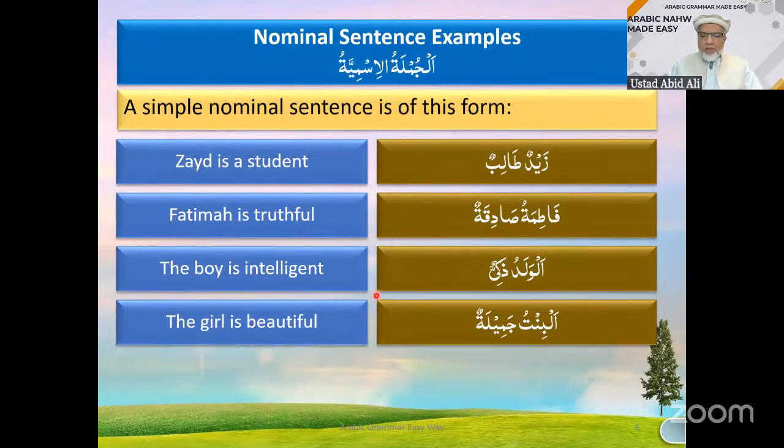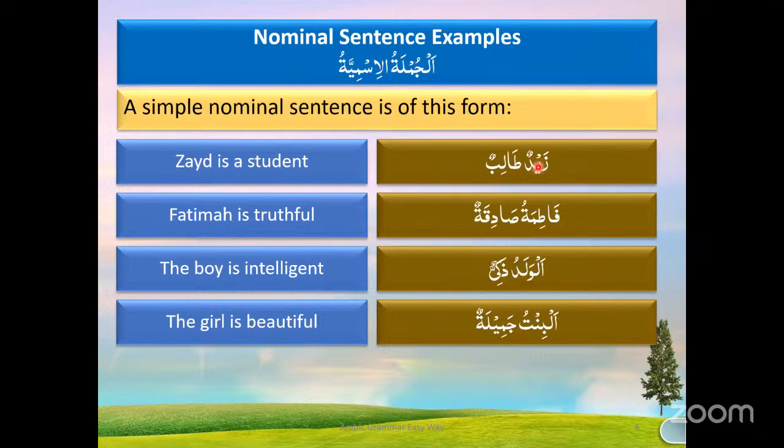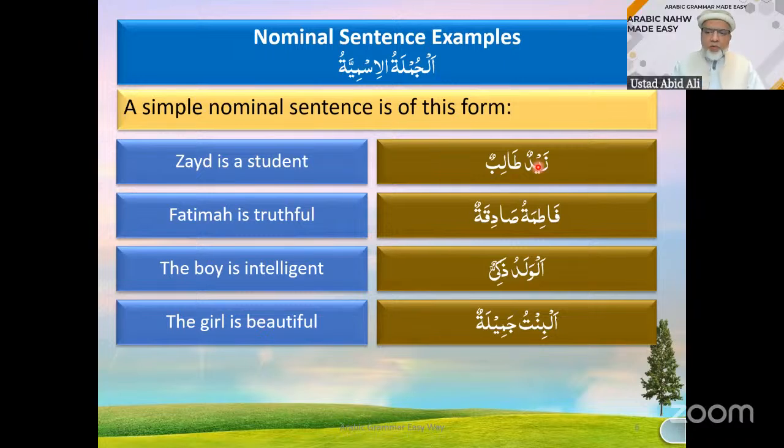Now, Fatima is the subject, and what are we telling about Fatima? That she's a truthful person. Now, if you look at the name, this name is a proper name. This is a proper noun. What do we call that in Arabic? The alam. Because the alam is one of the categories of the marifa, where we know that it is a specific name of a person, place, or a thing, right?